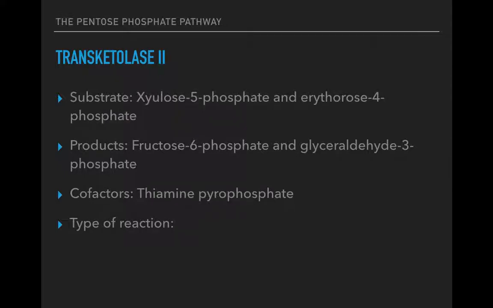Transketolase 2, the substrate is going to be xylose 5-phosphate and erythrose 4-phosphate. The product is going to be fructose 6-phosphate and glyceraldehyde 3-phosphate. This cofactor is going to be the same as transketolase 1. It's going to be thiamine pyrophosphate.